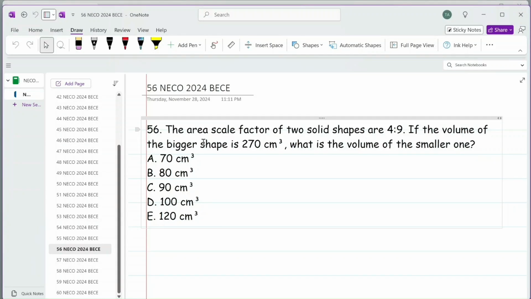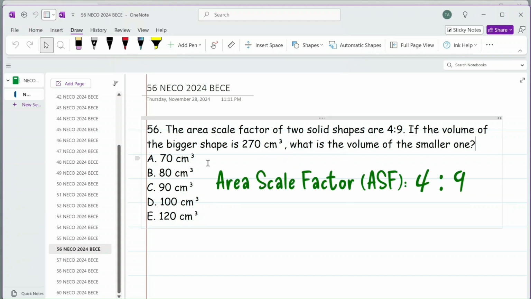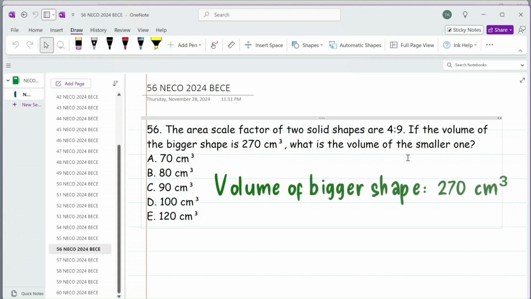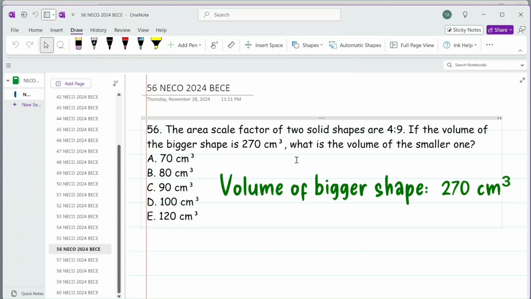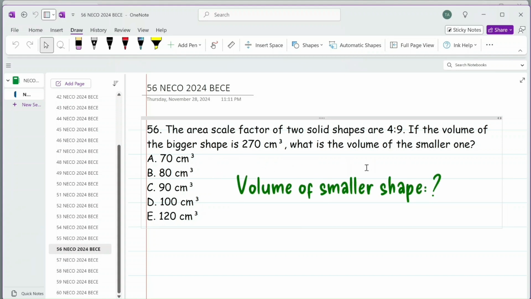Question 56. The area scale factor of two solid shapes are 4:9. If the volume of the bigger shape is 270 centimeters cube, what is the volume of the smaller one? A closer look at this question shows that we are given the area scale factor and we are given the actual volume of the bigger shape, and we're told to find the actual volume of the smaller one.